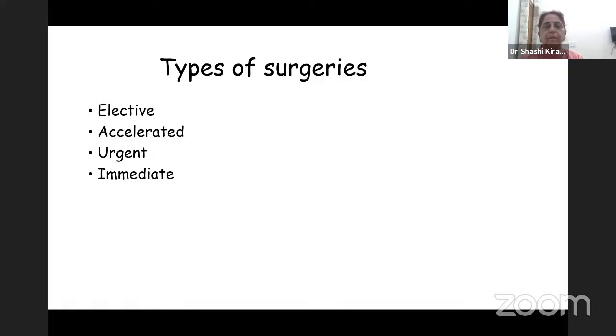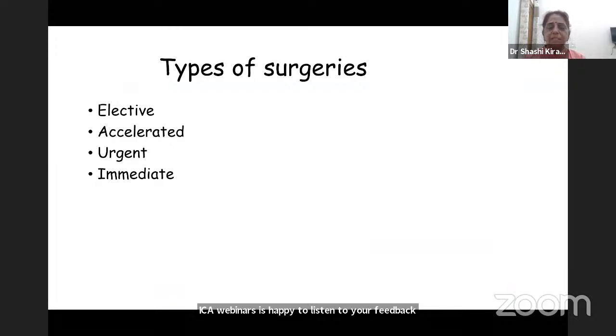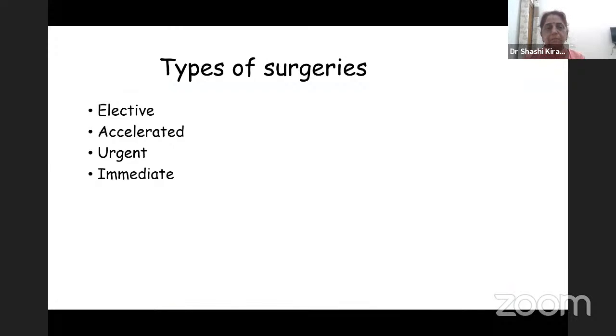A diabetic patient can be scheduled for elective surgery, where the surgery is undertaken at the convenience of the patient and hospital staff. Then there is accelerated, where the surgeons have many days for the surgical procedure to be performed. Urgent, where a few hours can be taken, not many hours. And immediate, where you have only minutes to decide whether surgery is to be done or not. And this may be life or limb saving.